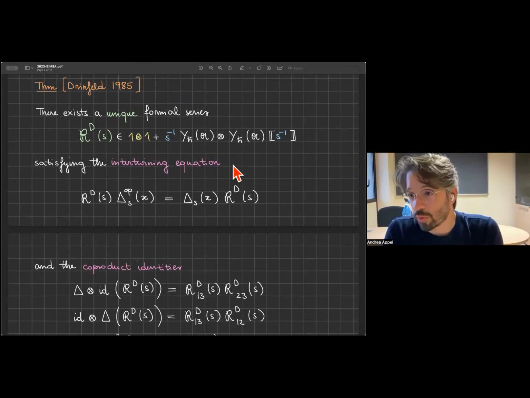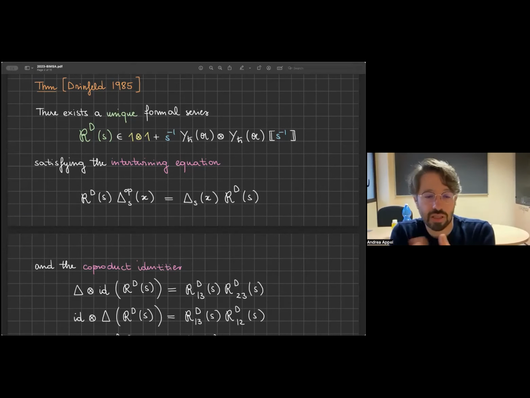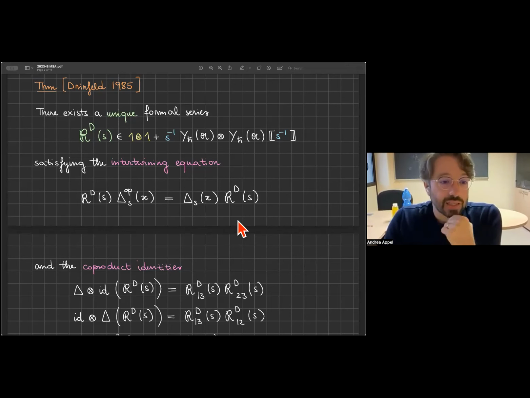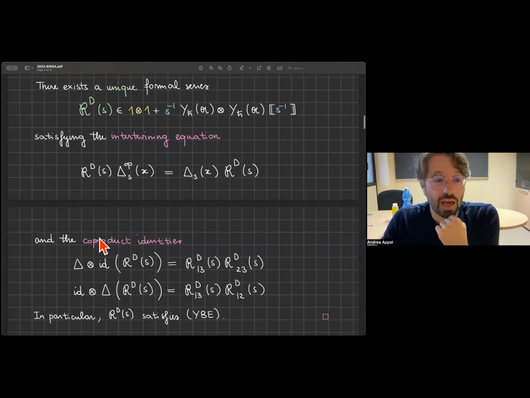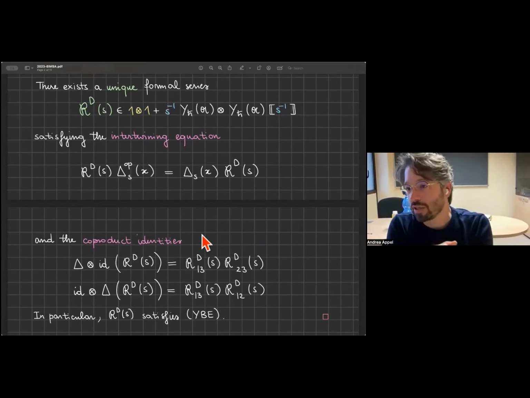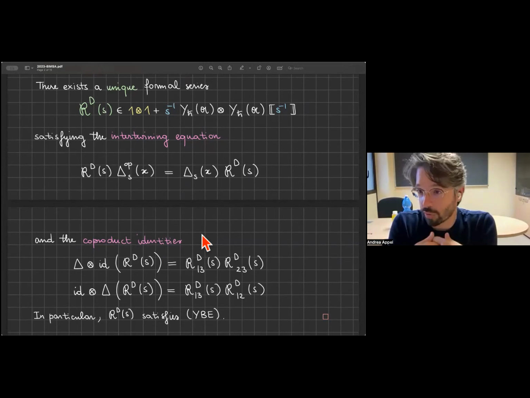the usual identities you would expect from the R matrix. So we have an intertwining equation here, which relates the opposite coproduct with the usual coproduct, and then you have the cabling identities, the coproduct identities that tell you how this operator behaves if you apply the coproduct to one of the legs of this formal series.